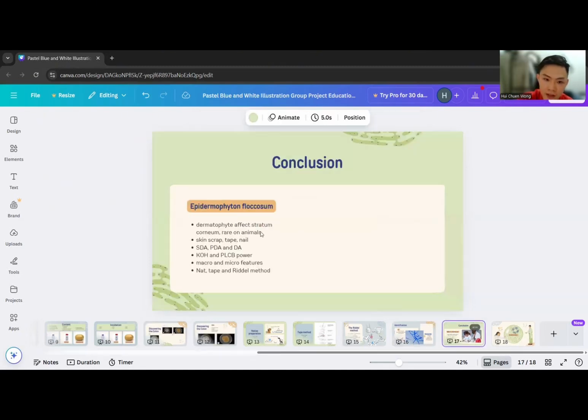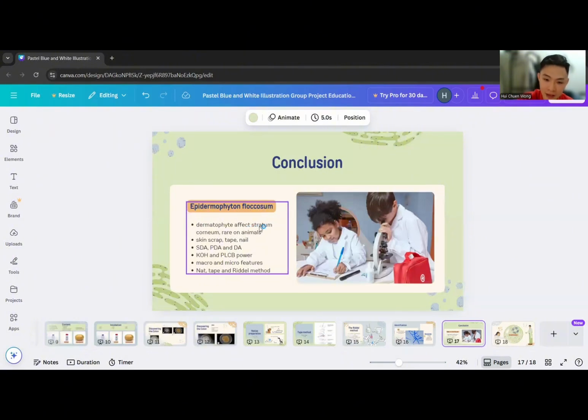So in conclusion, the dermatophyte Epidermophyton floccosum is rare on animals, mainly on humans. It can infect skin, nail, and hair. You can do the culture usually by skin scrape, nail clippings, and hair. You can use three of the agars: Sabouraud dextrose, potato dextrose, and the Demosa agar. You can use KOH and LPCB, which is the most commonly used one, so that's why it's very powerful.